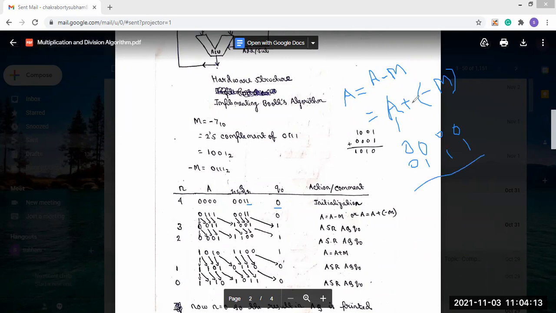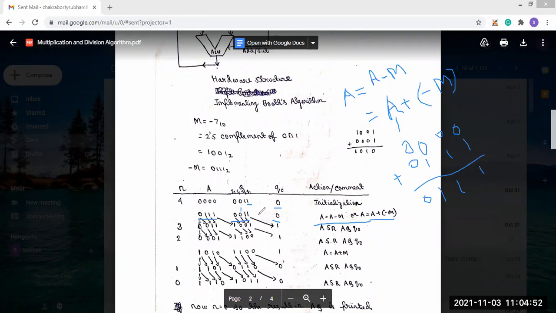So we have A and minus m, and we perform the addition operation. So what will it be? It will be 0, 1, 1, and 1. Now Q will remain the same because the Q value didn't change. So you see it is 0, 0, 1, 1, and Q0 is the same as before. And in the action and comment section, we write that we performed this operation and got this.